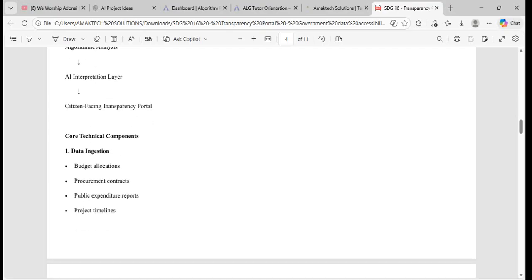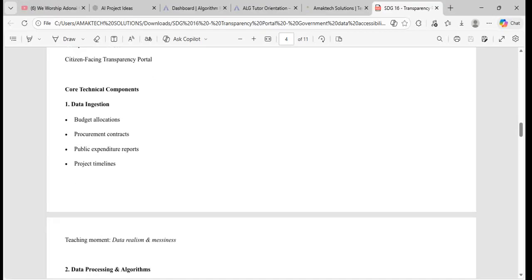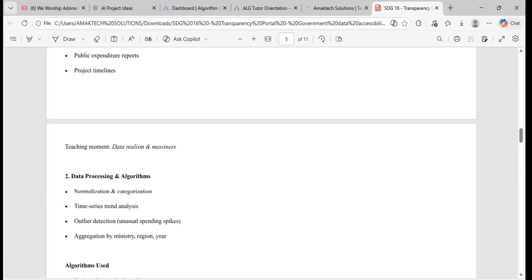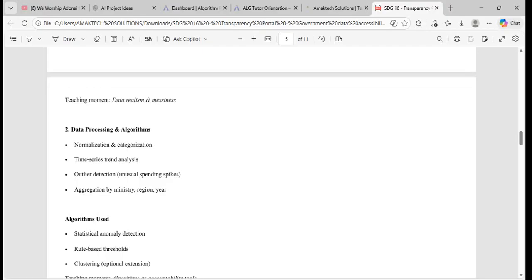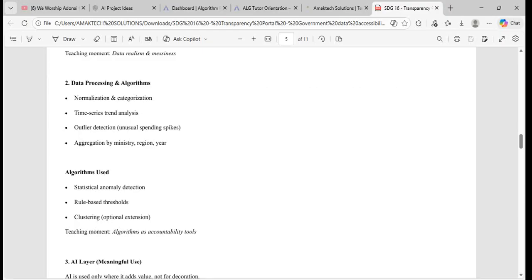The technical components on our portal: data ingestion, which is budget allocations, procurement contracts, public expenditure reports, and project timelines. Data processing and algorithms. Here, the data is going to be normalized and categorized so that it is understood easily.